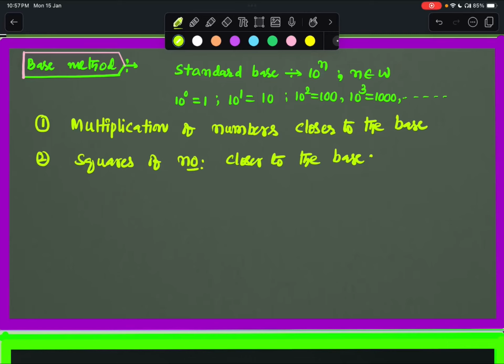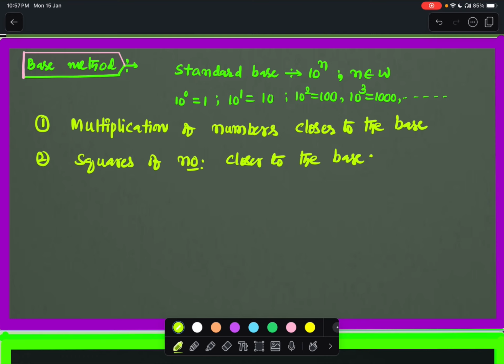Hello students, in this lecture I am going to teach multiplication of numbers very close to the base, and also squares of numbers very close to the standard base. What is the meaning of base?